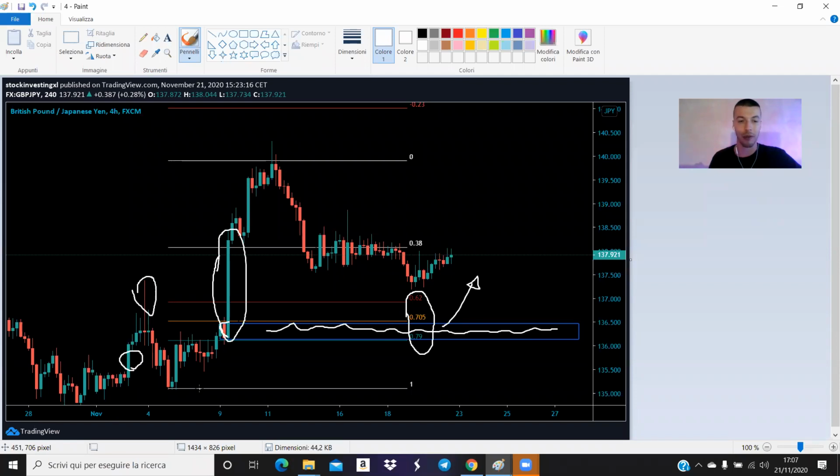This is about my Fibonacci strategy. Drawing from the body, in an uptrend from the bottom to the top, in a downtrend, vice versa, from the top to the bottom, and entering in between these three levels. And then we combine everything with supply and demand areas.